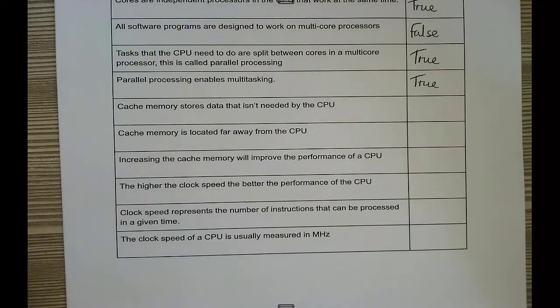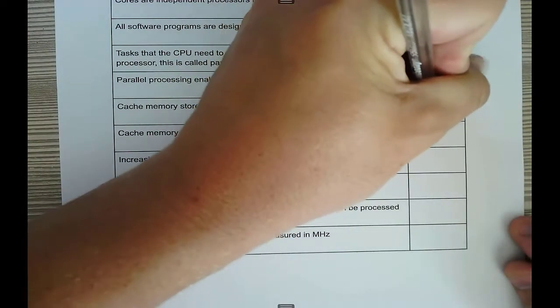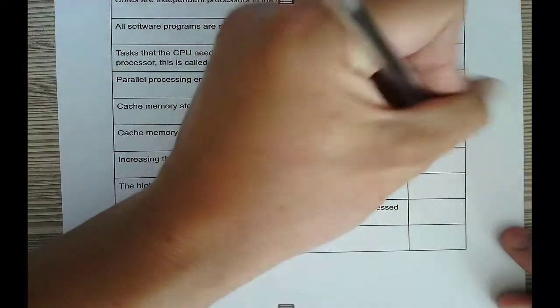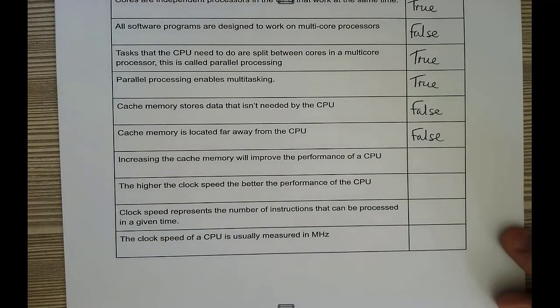So we've now got cache memory stores data that isn't needed by the CPU. Well, that is false. Cache is very fast memory, quicker than the RAM, that's part of the CPU, which the CPU stores instructions that it commonly needs or will need in the near future to access really quickly. And that answers the next one, doesn't it? So cache memory is located far away from the CPU. Well, that's false as well. Okay, it is part of the CPU.